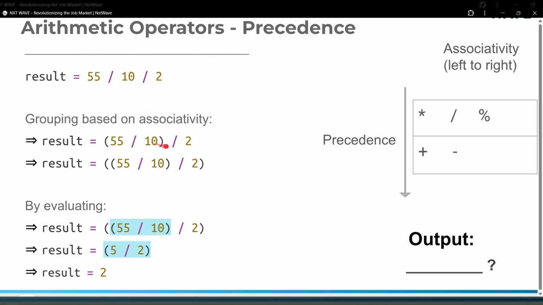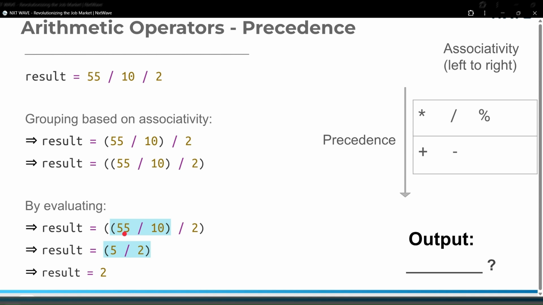First of all, the process is grouping based on associativity, which is from left to right. On the left is modulus, the second is division, and the third is multiplication. There is only division, so we take it as the first preference. First we put brackets around 55 divided by 10 and solve this. 55 divided by 10 means 5.5, so the .5 will be neglected. Why?